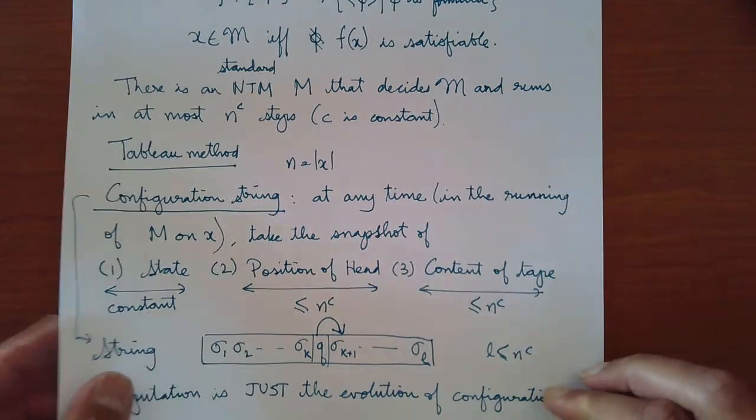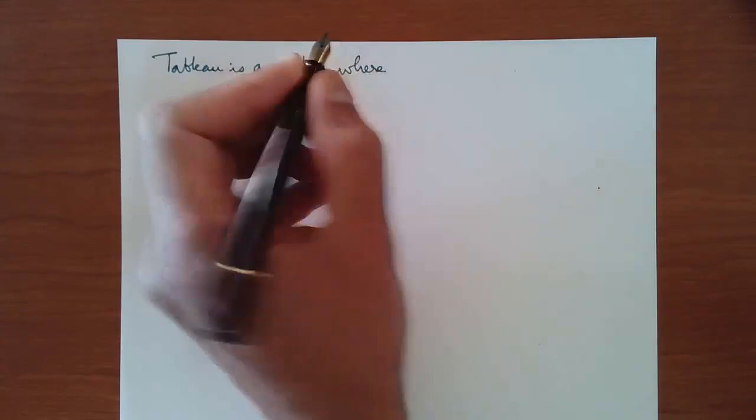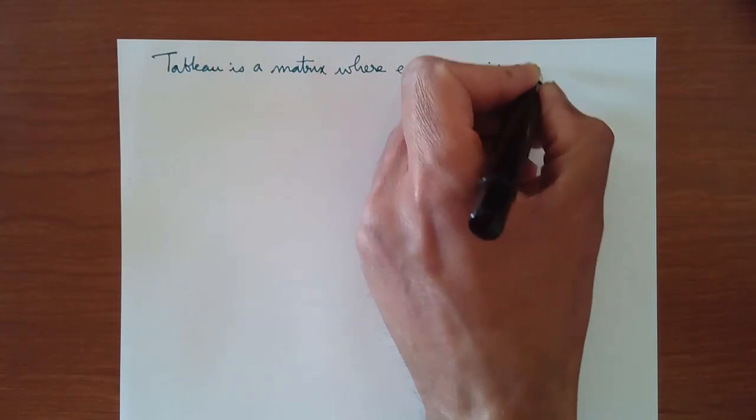Now consider what is called the tableau. The tableau is a matrix where each row is a configuration string.